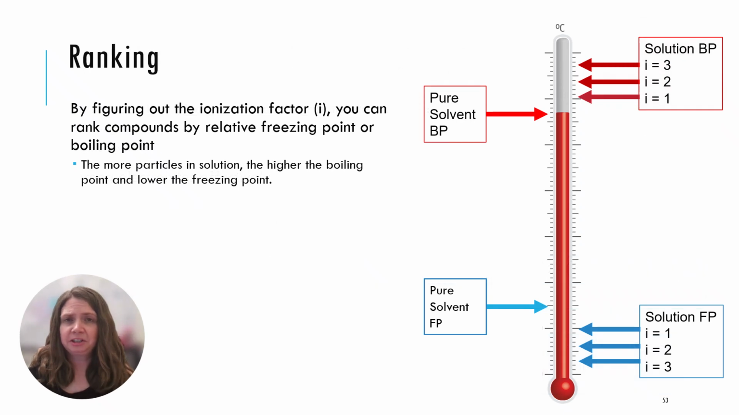Once the ionization factor is known, compounds can be ranked by freezing point or boiling point. More particles leads to a higher boiling point and a lower freezing point. On a thermometer diagram, boiling point increases as the ionization factor increases above the pure solvent, while the freezing point decreases as the ionization factor increases below the pure solvent.